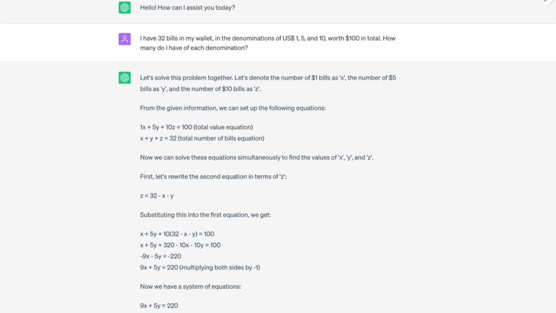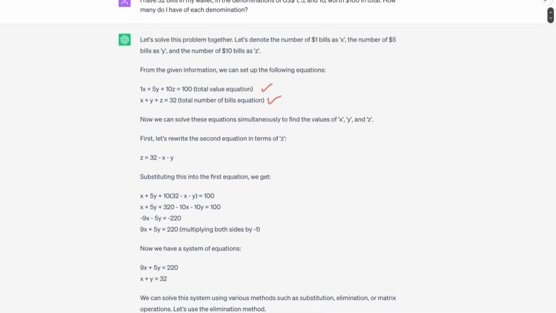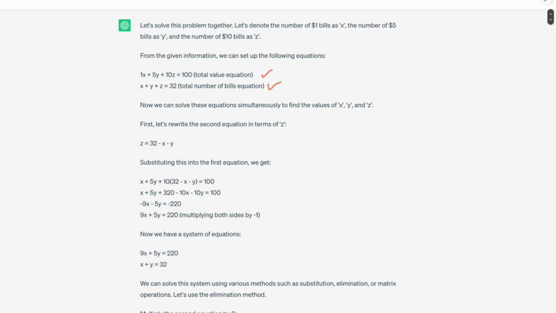Let's denote the number of $1 bills as x, the number of $5 bills as y, and the number of $10 bills as z. And so from the given information, we can set up the following equations. So it goes ahead to set up two equations: 1x plus 5y plus 10z equals 100. That's correct. And then x plus y plus z is equal to 32. That's also right. So it says now we can solve these equations simultaneously to find the values of x, y, and z. First, it wants to rewrite the second equation in terms of z, and it does that correctly.